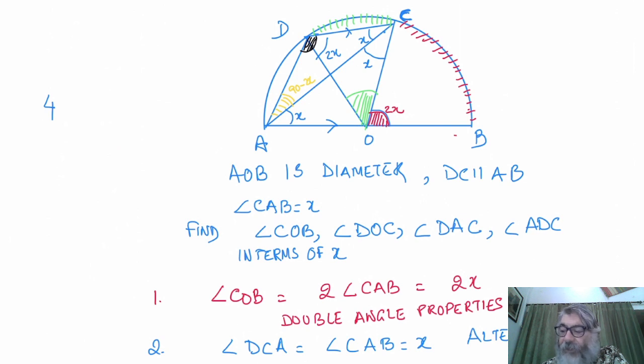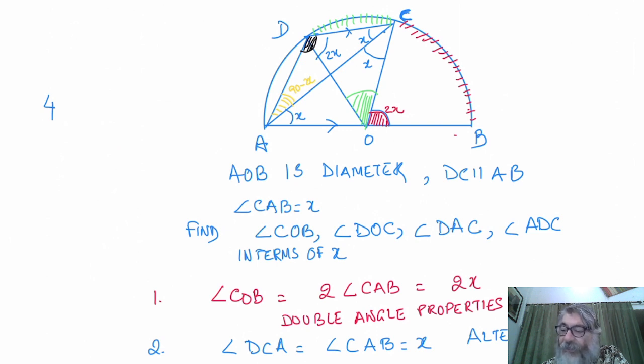Why? In the triangle OAC, I have got OA equal to OC. They are radii of the same circle. So if two sides of a triangle are equal, angles opposite to them are equal as well. So this angle DCO becomes x plus x, 2x.